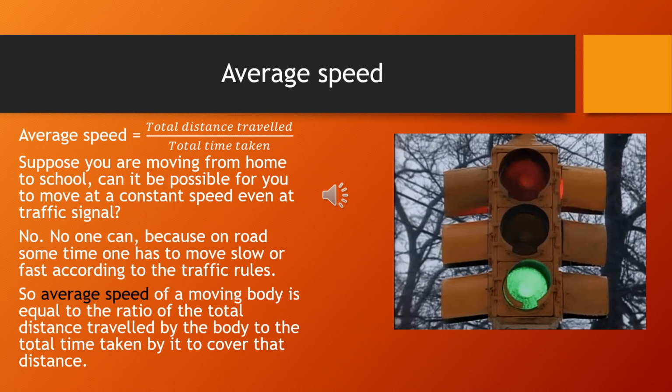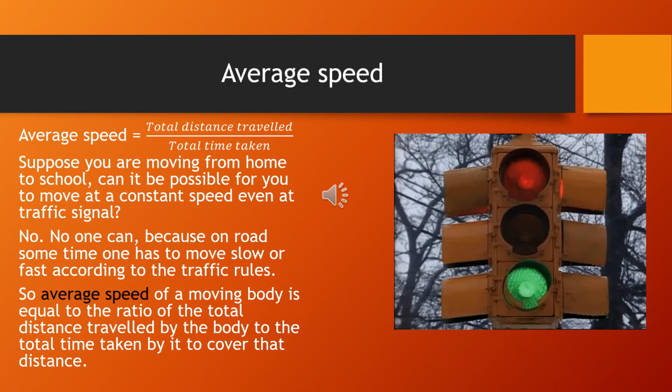Before moving to the next topic, that is velocity, the last topic related to speed is average speed. Now the question arises: we already have speed, so what is the need for average speed? The answer is that it is not at all possible for any one of us to travel with the same speed at every time.